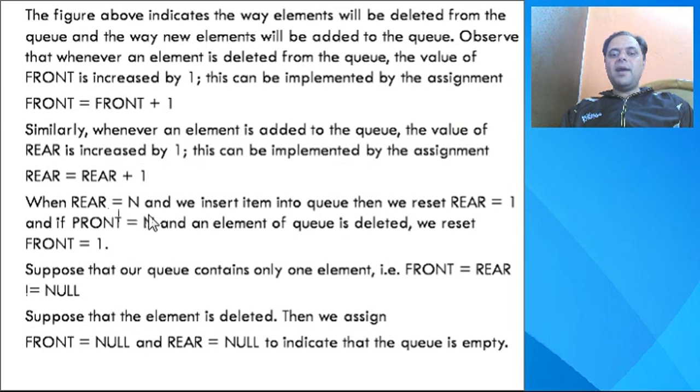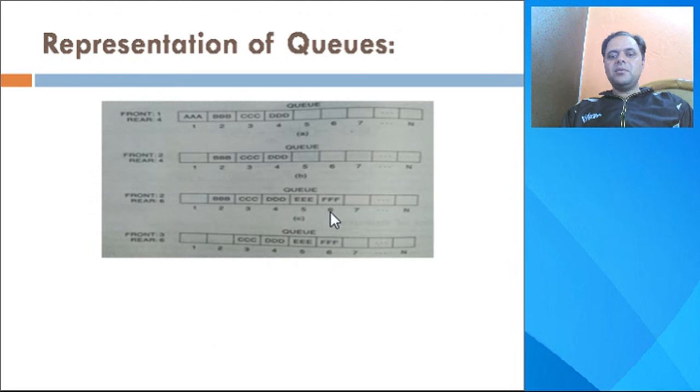So when rear equal to n and we insert an item into the queue, we reset rear equal to 1. And if front equal to n and an element of the queue is deleted, we set front equal to 1. This is what we explained in the previous figure. If the value of rear becomes n and we insert an element, we will not do n equal to n plus 1, but we simply assign the value of rear to 1. Similarly for the value of front: if the value of front is n and we delete a value from the queue, the value of front now becomes 1.